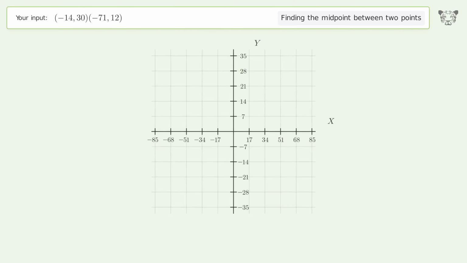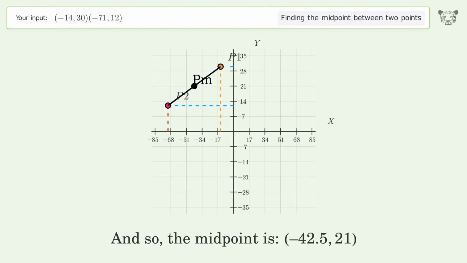And so, the midpoint is negative 42.5, 21.